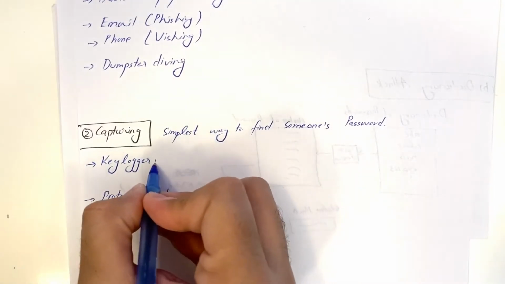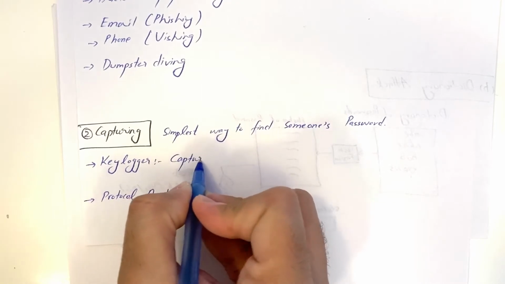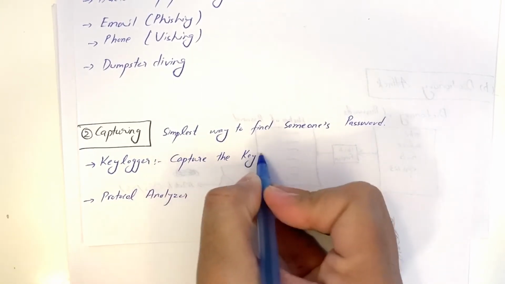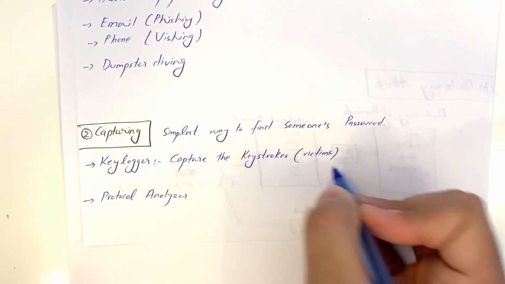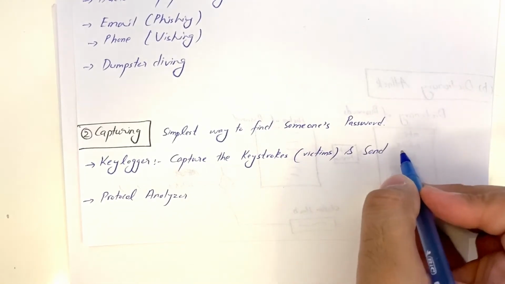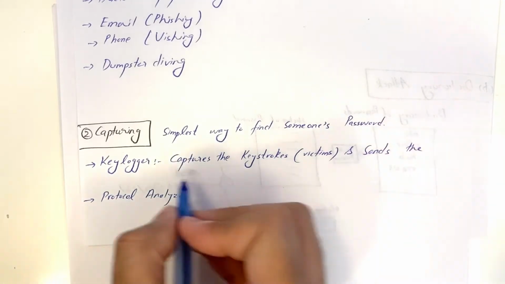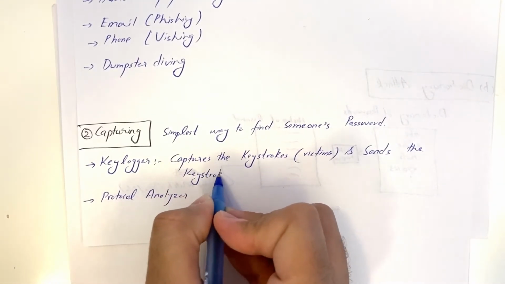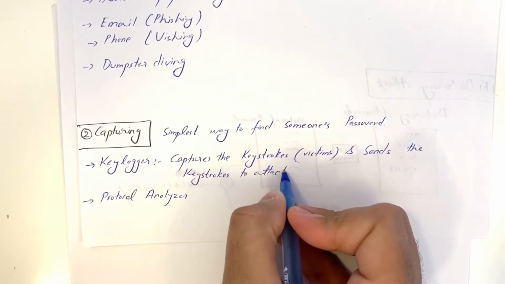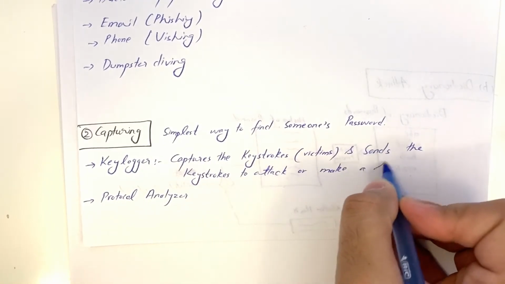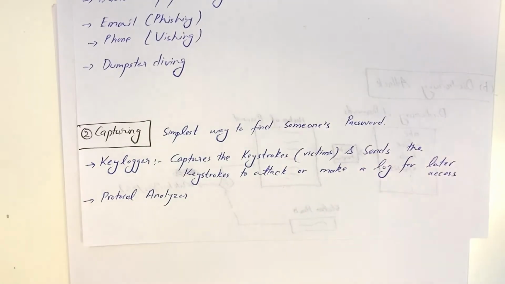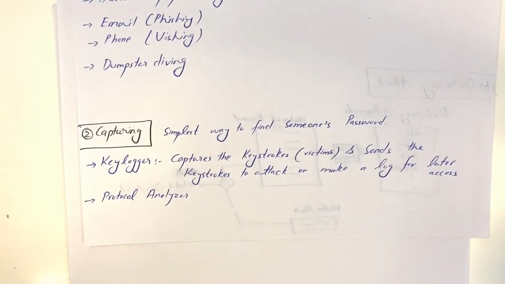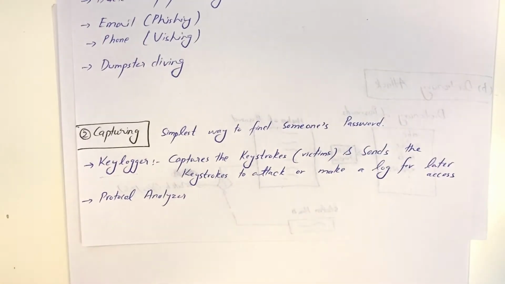In keyloggers, they capture the victim's keystrokes and send the keystrokes to the attacker or make a log for later access. So whatever the user types, they can make a log. In our online class, I'll show you one of the keyloggers. It's called KidLogger. I'll show you in our online class.